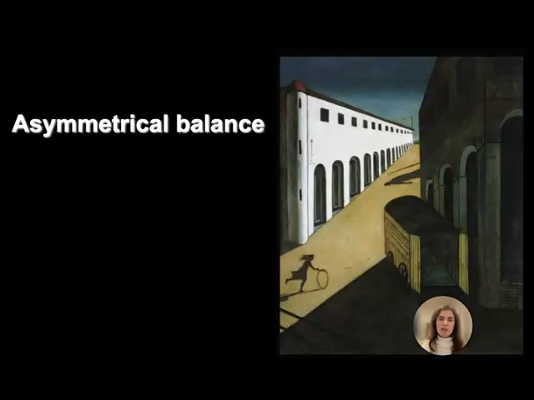Another term we could apply here is what's called asymmetrical balance. So this idea that you have balance, like each building is balancing out the other side. You have the shadow balanced out with the light as well. But this idea that it's not symmetrical, there's no bilateral symmetry. It's not the same on each side. Instead, you just have this balancing of the composition.